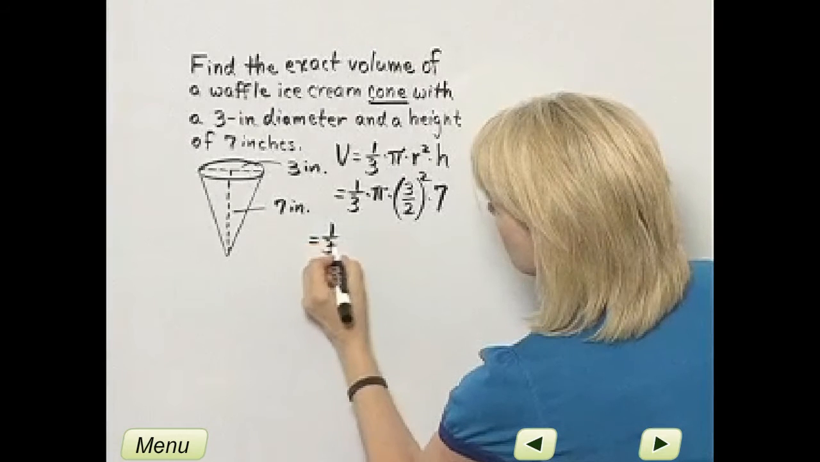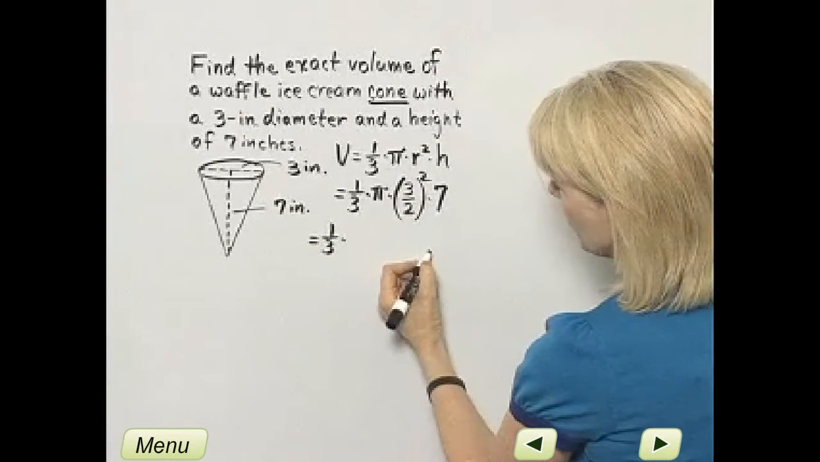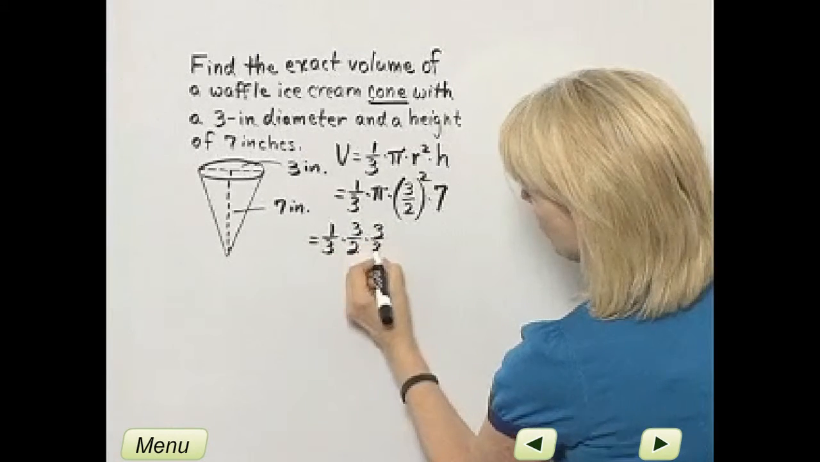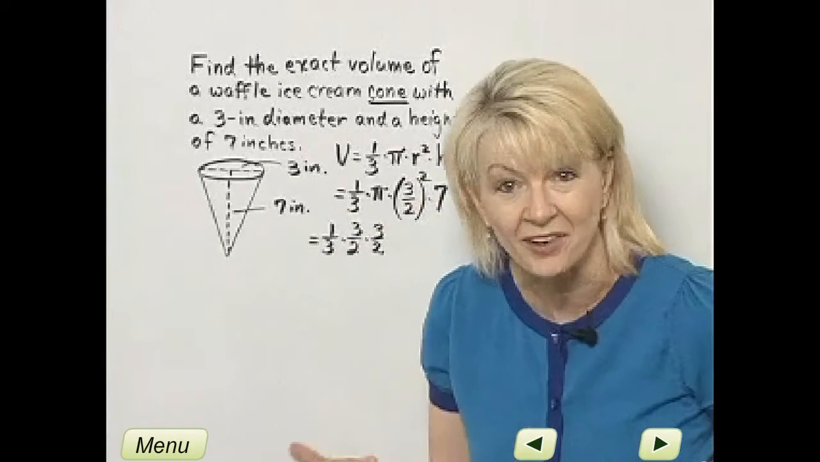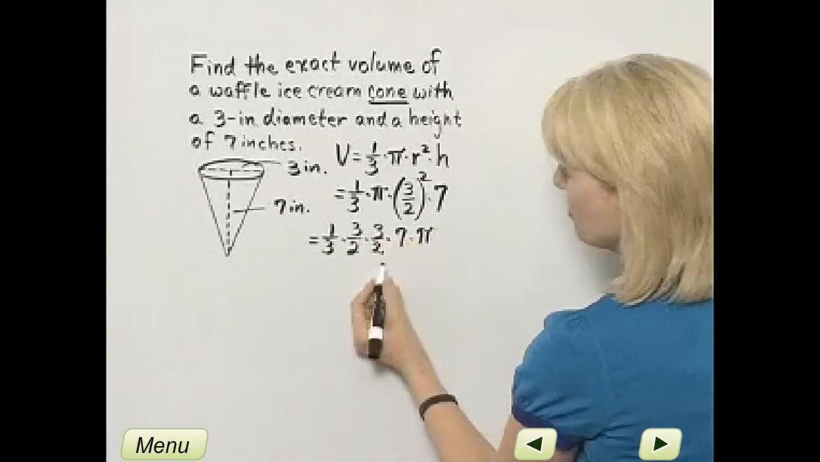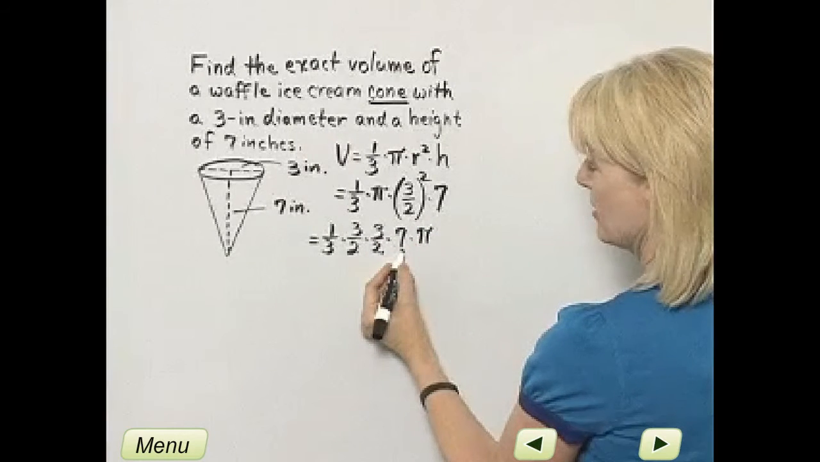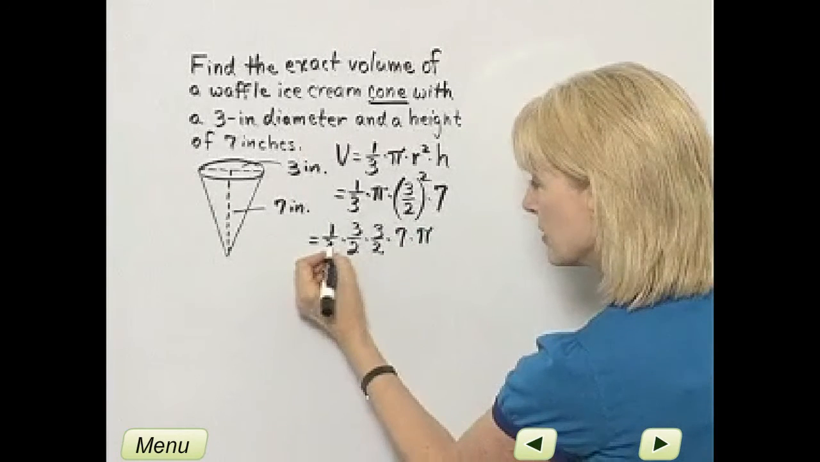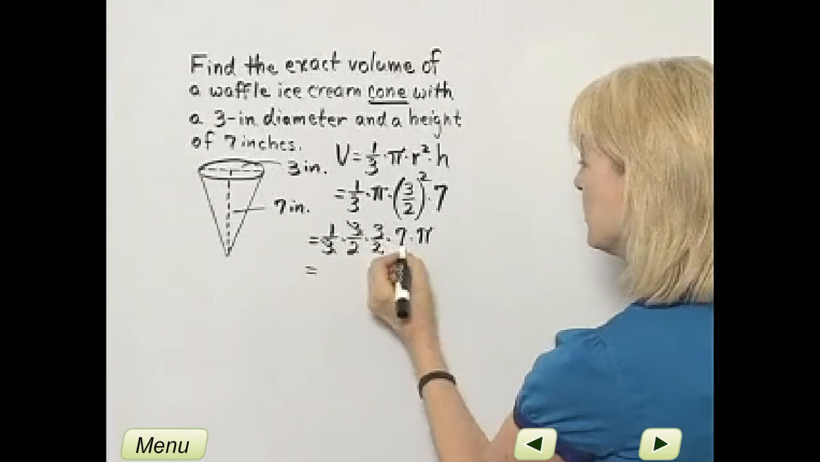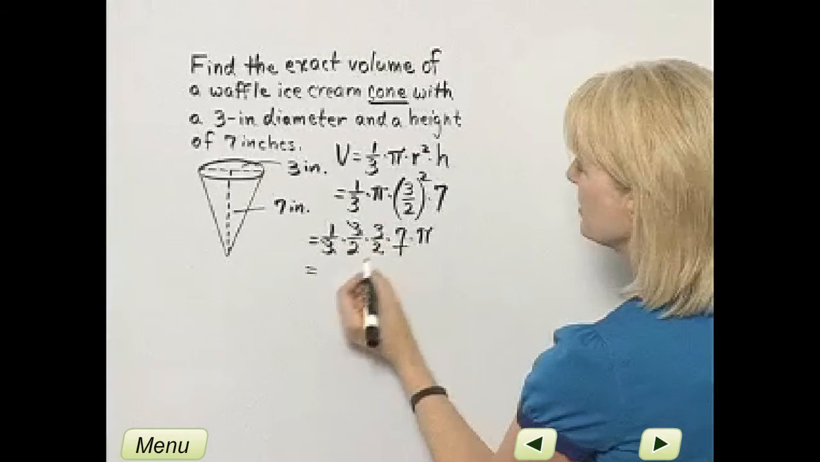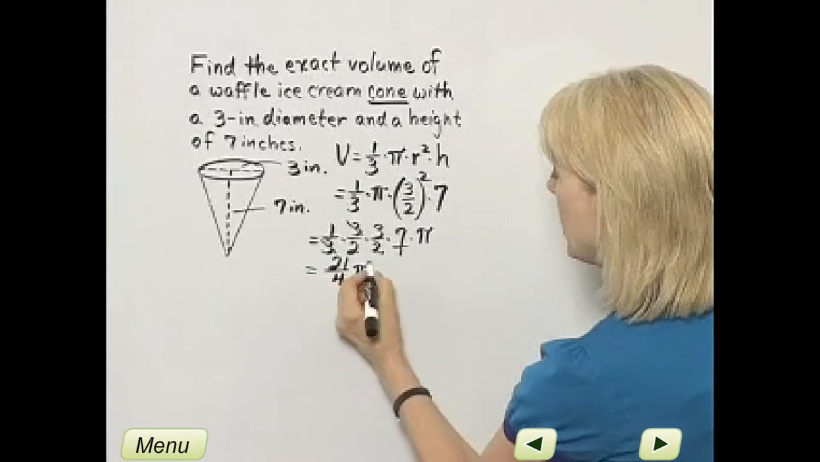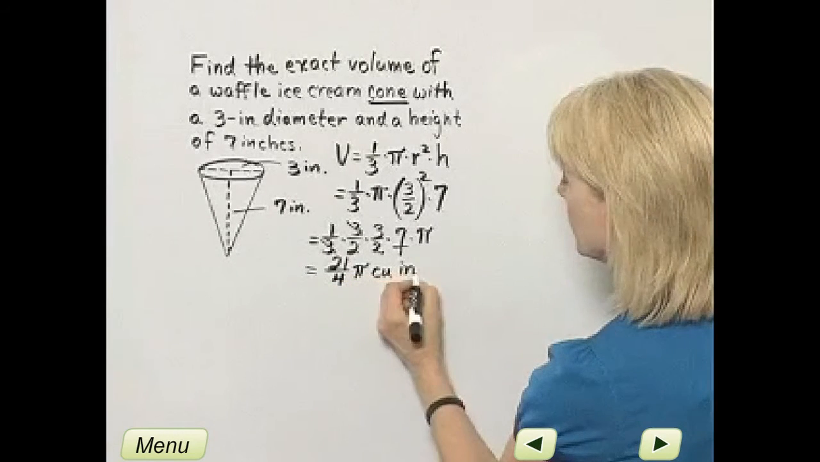So let's see what we have. We have 1/3 times, this is 3/2 times 3/2, and excuse me, that's 3/2 squared. So 3/2 times 3/2 times 7 times pi. And then I'm just going to simplify this product of numbers. These will divide out, and I believe that's it. So what we have is, remember that's like 7/1, 1 times 3 times 7, that's 21/4 pi, and that is cubic inches.